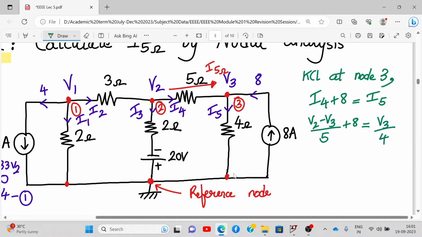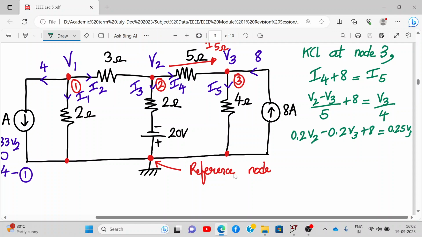Now again as usual, solve in fraction only. So V2 upon 5 will be 0.2 V2 minus 0.2 V3 plus 8. 1 upon 4 is 0.25, so 0.25 V3. Now we add them together. So here we'll get 0.2 V2 minus 0.45 V3 is equal to minus 8. So this becomes equation number 2. Alright, so very calmly write down the equations without any disturbance.